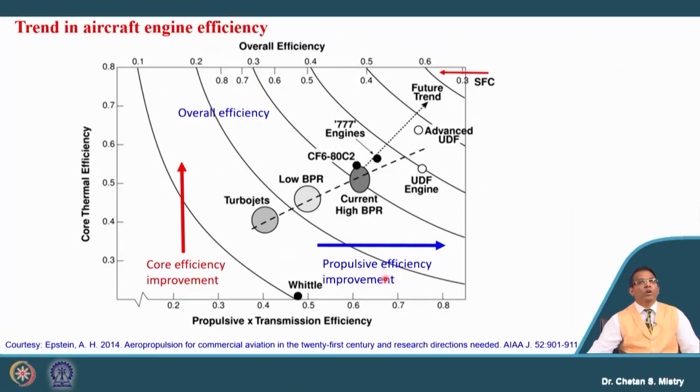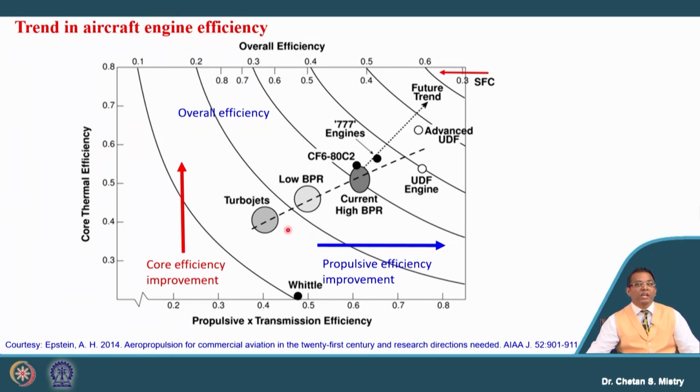Now, this represents the trend for aero engine efficiency. As we have discussed, we have introduced three efficiencies. One is the core efficiency or the thermal efficiency. Secondly, we have discussed propulsive efficiency, and the product of thermal efficiency and propulsive efficiency we have defined as overall efficiency. Over the years our interest is to improve the thermal efficiency and to improve the propulsive efficiency.